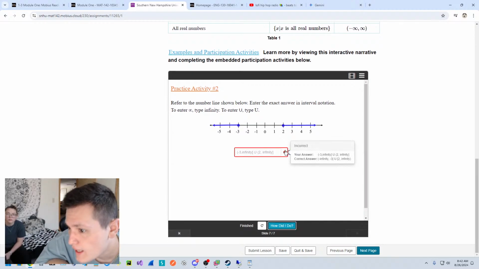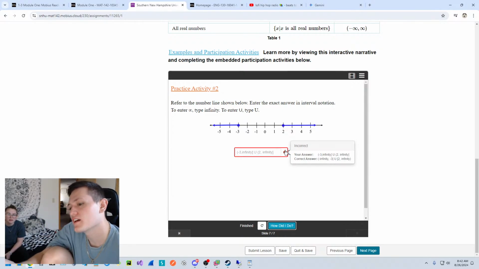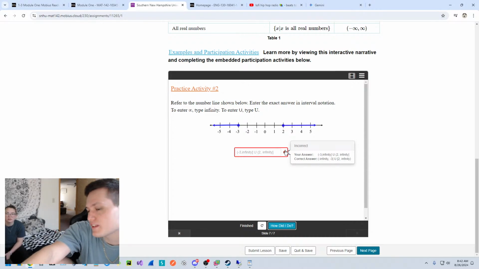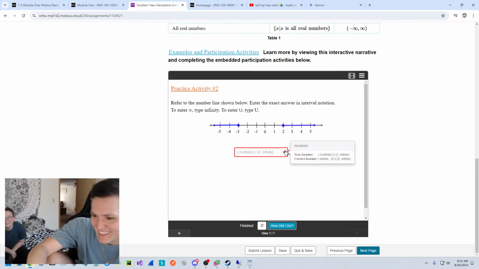No, because it's negative infinity to 3, to -3. So it's backwards. It's how the number line is written. That makes sense. You would start left, negative, to infinity. Hey, I got it right though. No, you didn't. It's wrong.